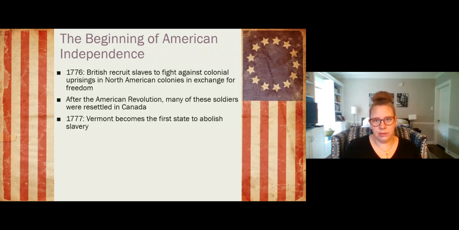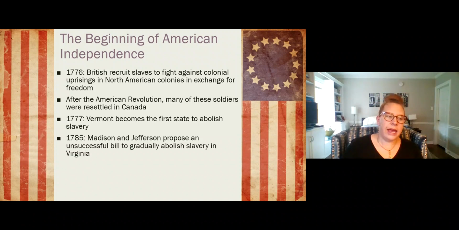1777, so pretty much immediately after the revolution starts, Vermont becomes the first state to abolish slavery. And as the new country tried to figure out who it was, what it was doing, right? 1785 is before we even have the Constitution.